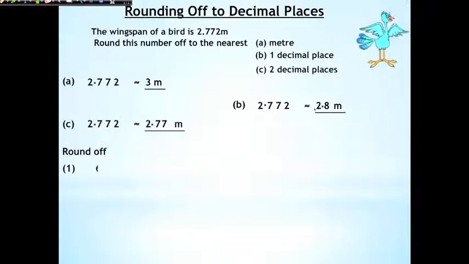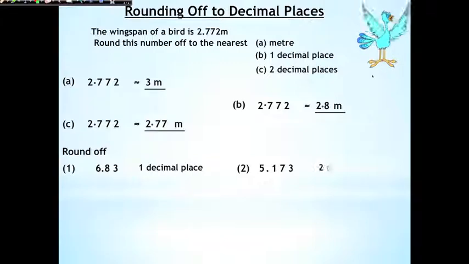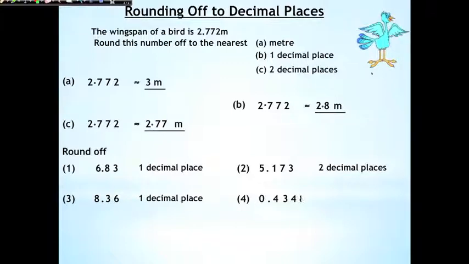Okay, so try these questions for yourself. So we're rounding to 1 decimal place, 2 decimal places, and there should be an example for 3 decimal places as well. So press pause and then press play to see the answers.